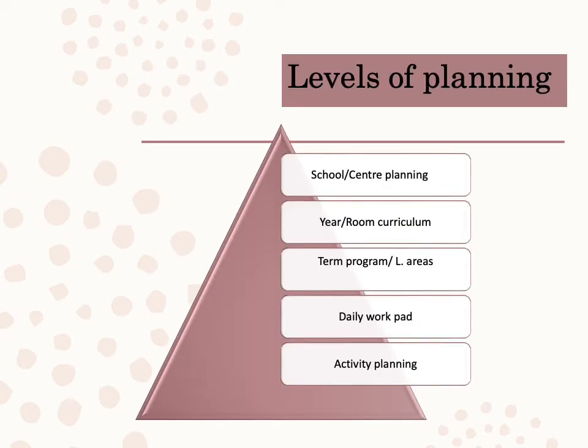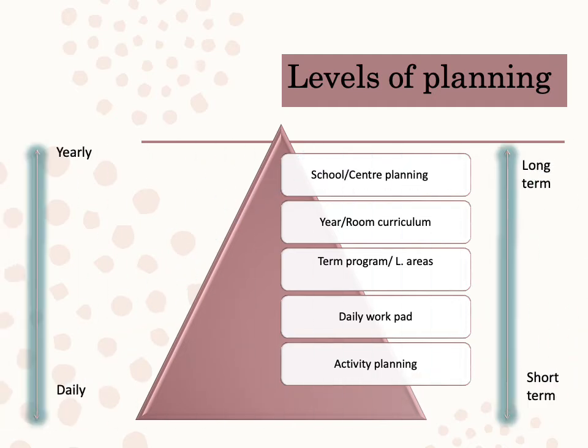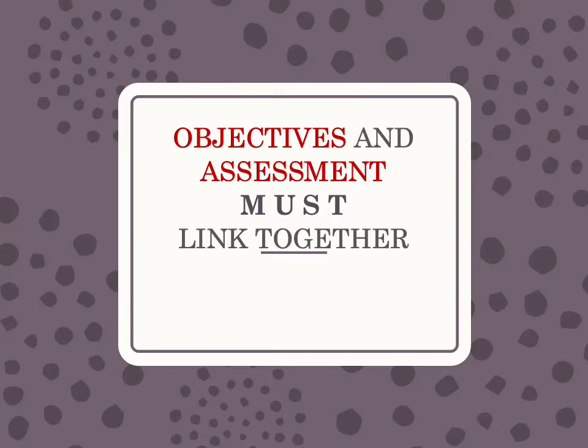Our different levels of planning, if we look at the very top levels, we've got our school and centre planning, and you even have higher than that where you've got your system level planning. Then you've got your room or your year level curriculum. You then break that down into your term programs based around your learning areas or domains. You then work it down into your daily work pad, and then you decide what you're going to do for each activity in each learning area. So when we think about those, starting at the top are our yearly long-term plans, moving all the way down into our very short-term plans.